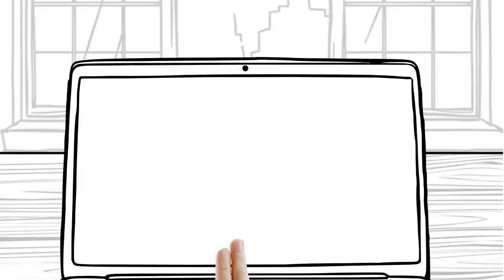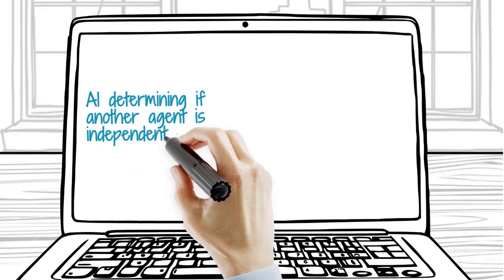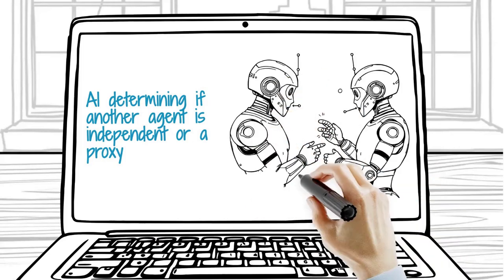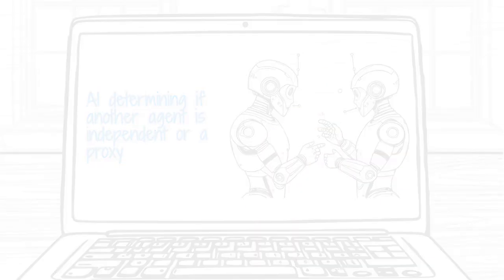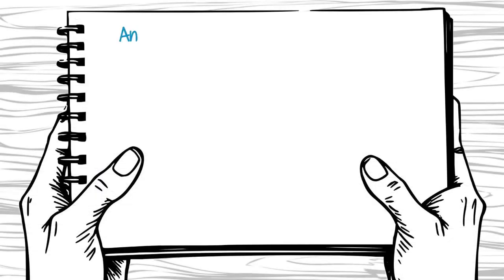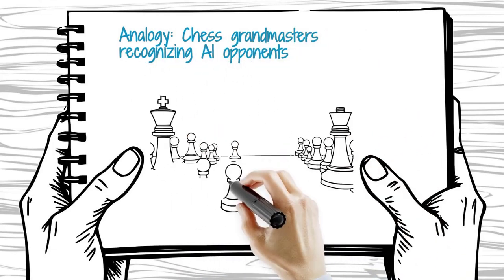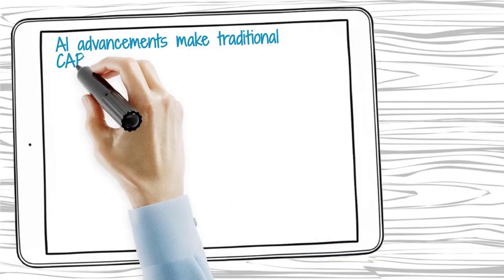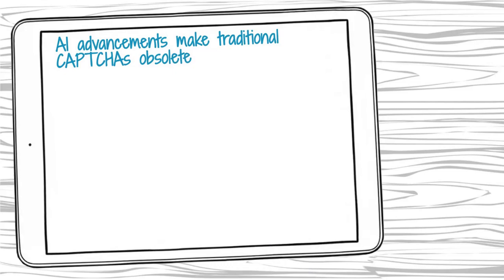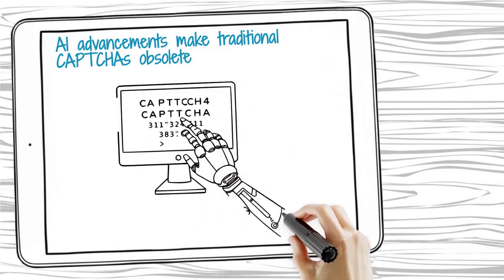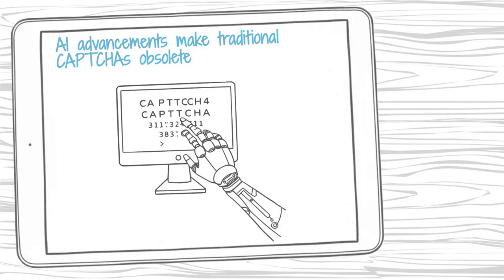In multi-agent systems, one AI may need to determine if another is independently optimizing its own goal or acting as a proxy. It's like chess grandmasters realizing mid-game that the opponent is not a person, but another AI thinking 6 moves ahead. Distinguishing humans from machines has major implications for cybersecurity, fraud prevention, and digital trust. CAPTCHA systems already rely on this distinction, but as AI gets better, traditional CAPTCHAs are becoming obsolete.